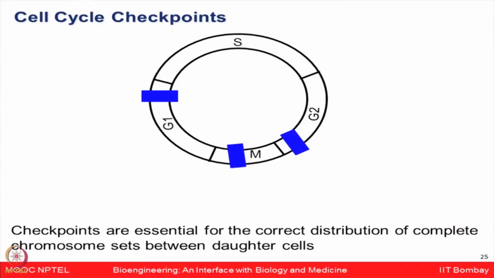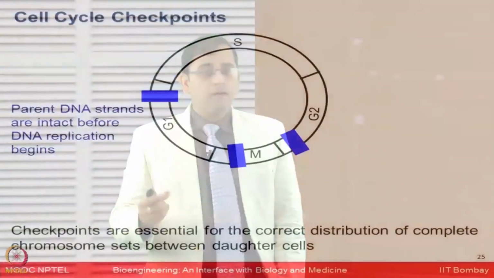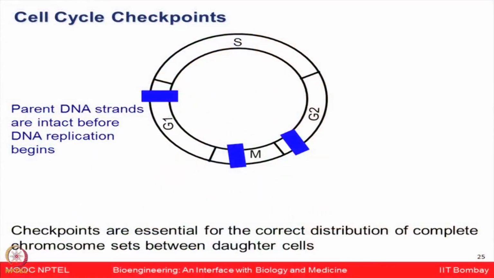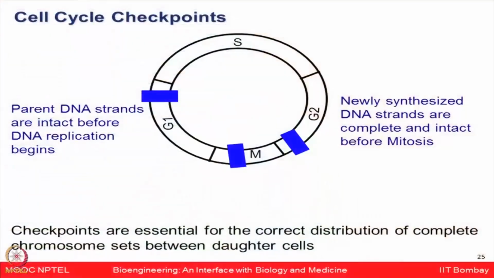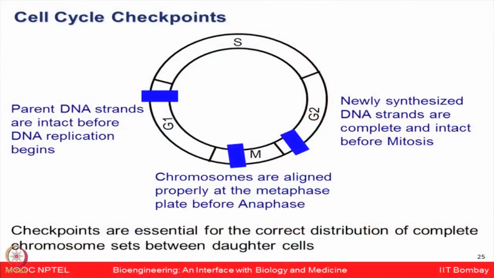So, as you can see, there are different checkpoints involved to ensure this process is happening sufficiently. Now, how do these things happen? As I already mentioned, in the G1 phase, the parental DNA strands are intact before DNA replication begins. So, the G1 phase checkpoint ensures that this process is done properly. Then the G2 checkpoint ensures that newly synthesized DNA strands are complete and intact before the mitotic process happens. And then in the M phase checkpoint, the chromosomes are aligned properly at the metaphase plate before the anaphase happens.